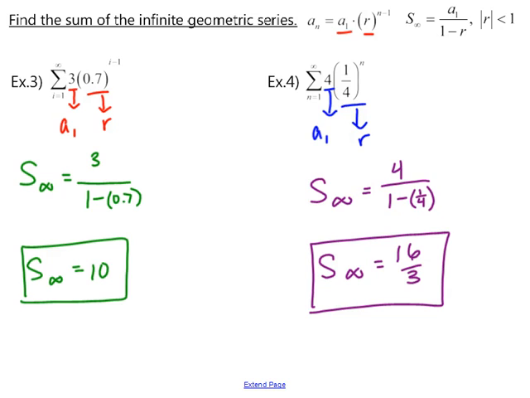Hopefully you found that the sum of the infinite geometric series in example 4 was 16 over 3. If not, pause, check your work with mine, and see where you might have made a mistake.